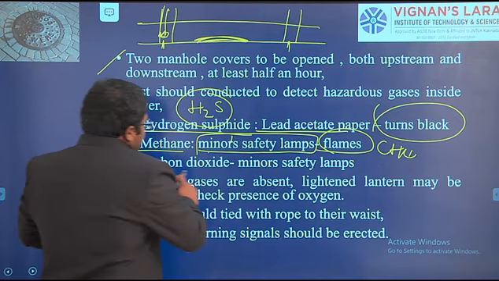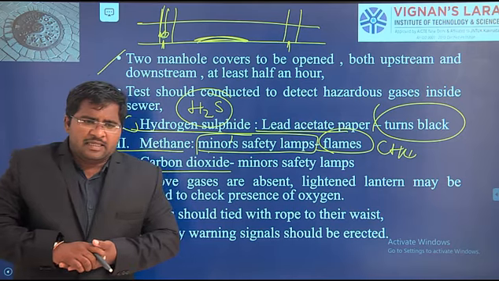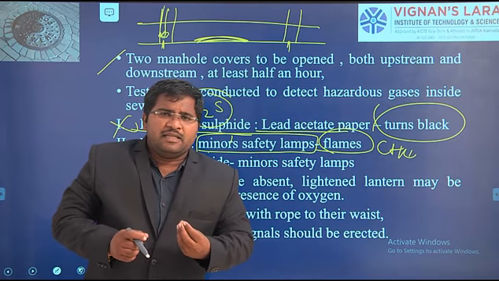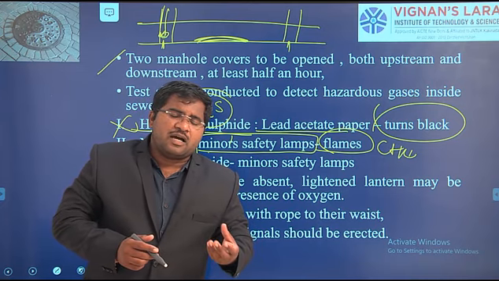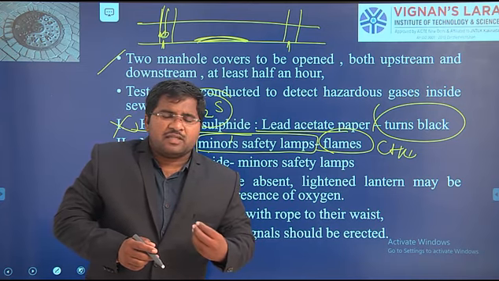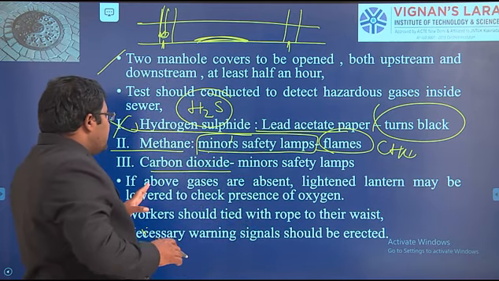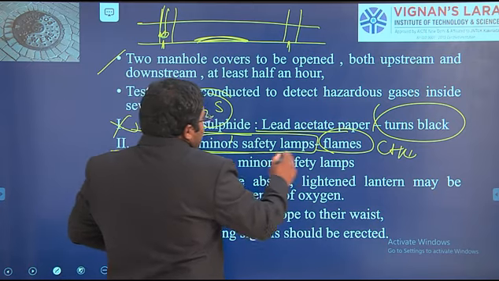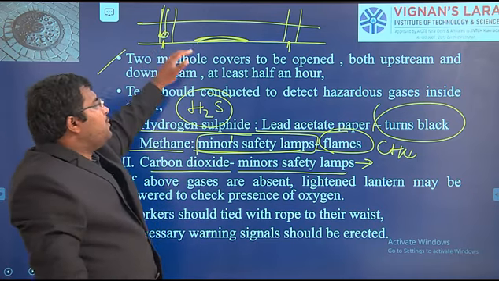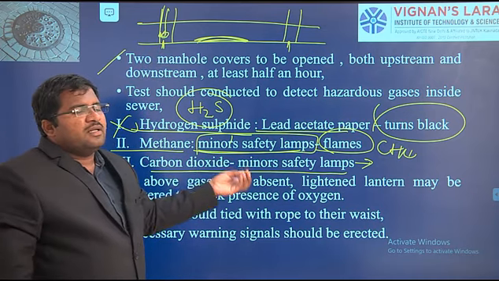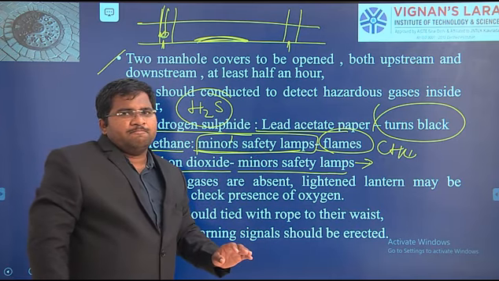Then coming to carbon monoxide, how are we going to check it? We know that a candle will stay lit only in the presence of oxygen. If there is only carbon dioxide, the candle won't give light, it will shut down. Like that, if we insert this safety lamp into the pipe and there is a presence of carbon dioxide, the lamp won't stay lit, it will be off.